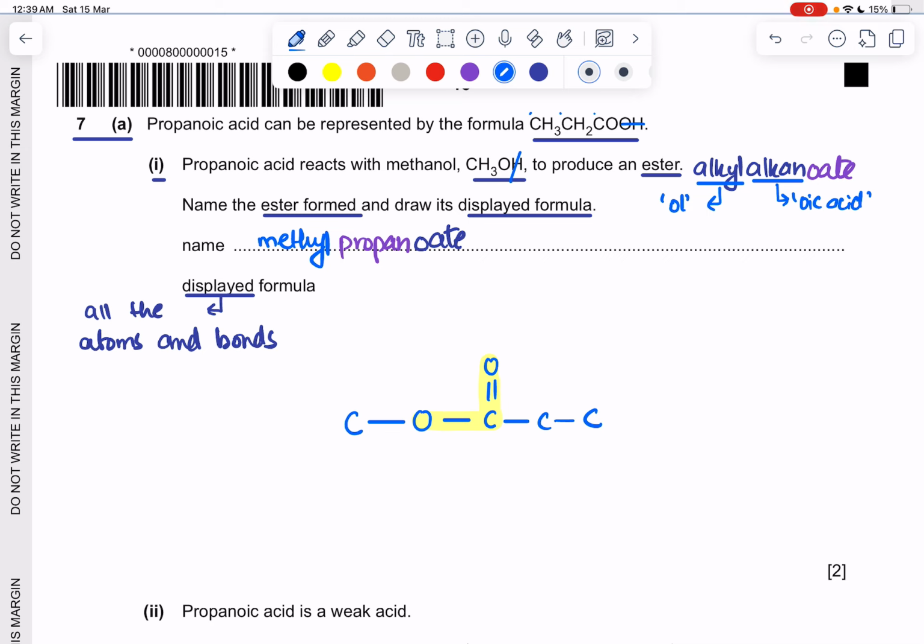Now we have to fulfill the valency of each carbon. Each carbon atom needs 4 bonds. So accordingly we will write the bonds and then the hydrogen atoms in front of each bond. So this is the displayed formula of methyl propanoate.